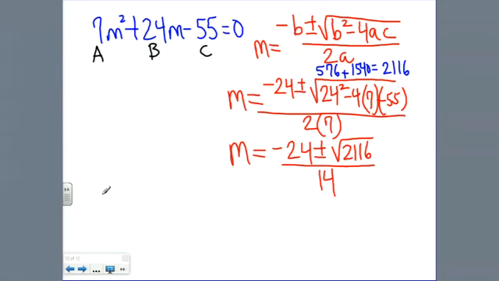And actually, 2,116 is a perfect square. That's equal to 46. So we have negative 24 plus or minus 46 all over 14. Now, before we finish our problem and get our 2 answers, any questions up to this point?